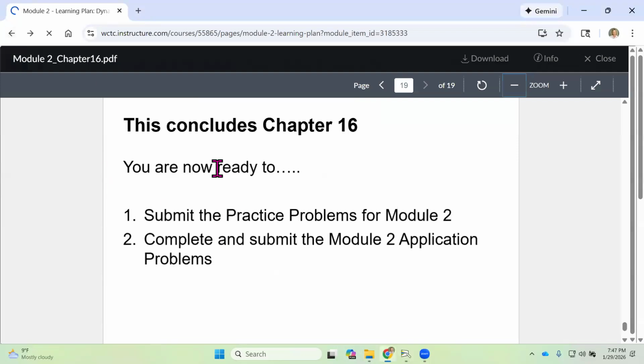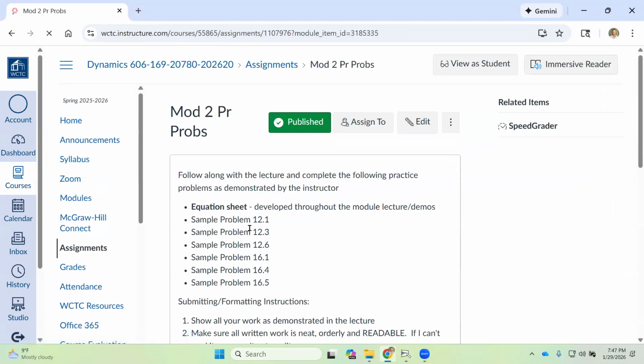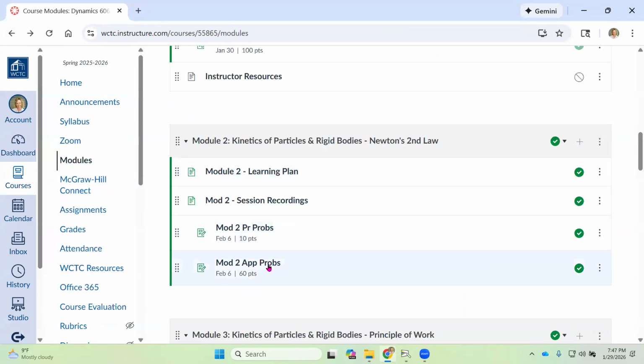So let's take a quick peek first at the practice problems for module 2. If we look back, you'll remember that in chapter 12, the last time we were together, we did 3 problems, so those 3 are included. And then this evening, we did the 3 that we see here. So now we have completed the ones that I wanted you to get used to the equations and the concepts, and kind of set you up for doing the application problems. So you're ready to hand those in once you have all the final details there.